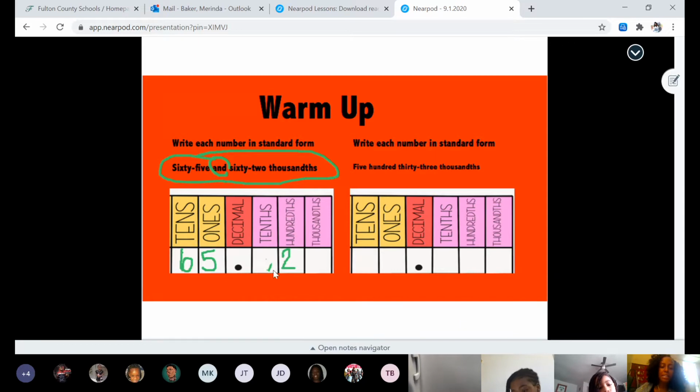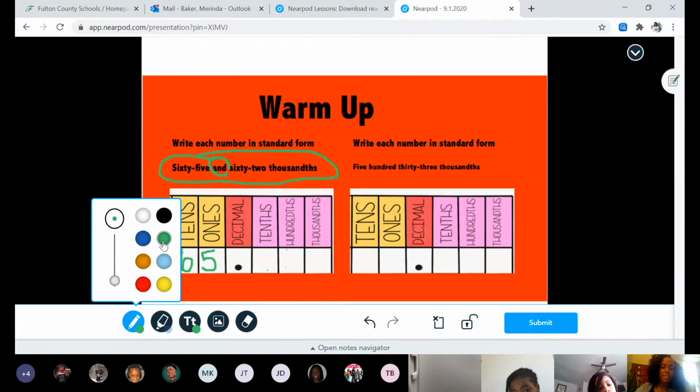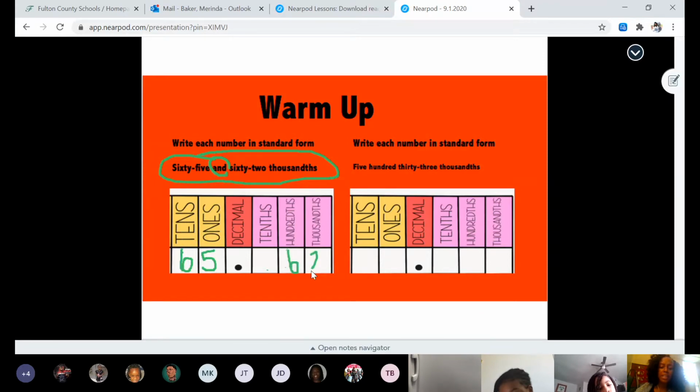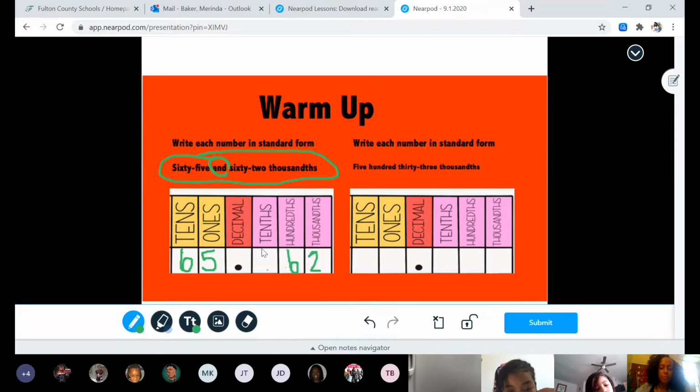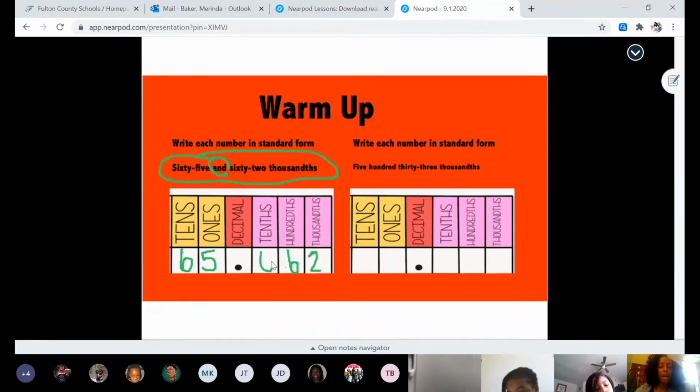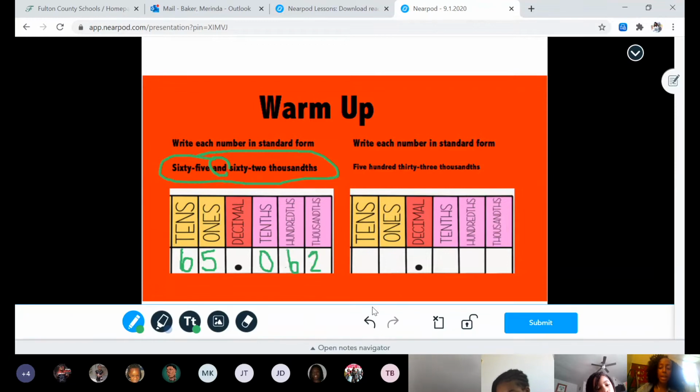So like Paradise said, I need to shift over my 6 and 2. But Paradise, what digit should I put? Because I don't have anything in the tenths place. What digit should I put there? A 0. Yes, good job. A 0.